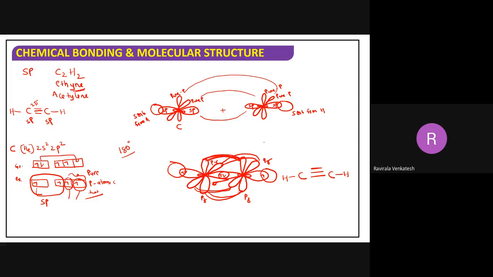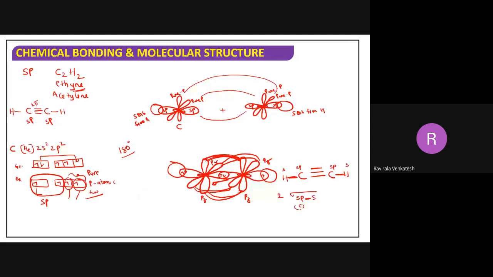And how many sigma bonds are there? Number of sigma bonds: one sigma bond or three sigma bonds? Total number of sigma bonds is 3. This is also a sigma bond. This is formed between sp and s orbital. Now you can see there are two sigma bonds with sp and s overlapping.